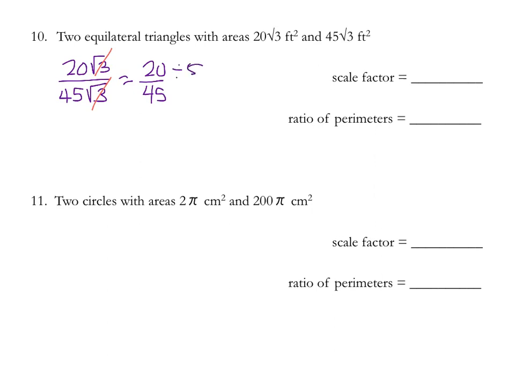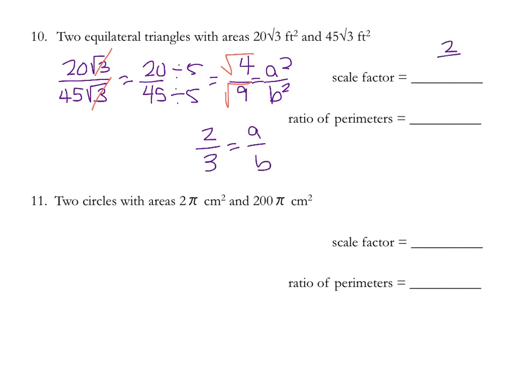And just like the last one, reduce first before you try and get these broken down back to scale factor and ratio of perimeters. I divided them both by 5. I got 4 over 9. And then to get those, this is really a squared and b squared, because we're in area form right now. We need to take the square root to get regular a and regular b. So it's going to be 2 over 3 is a over b. So that's the scale factor and the ratio of the perimeters.